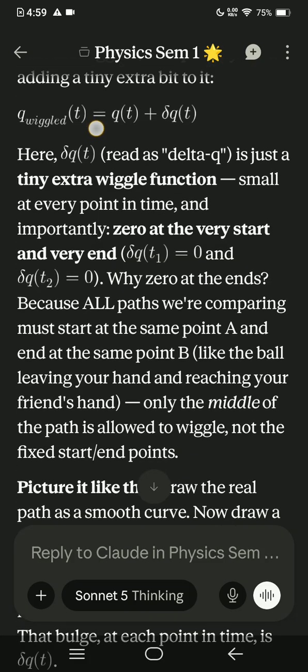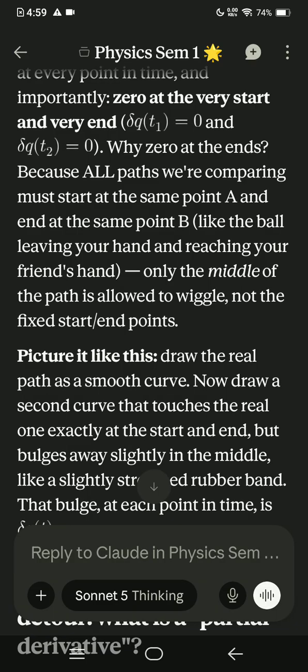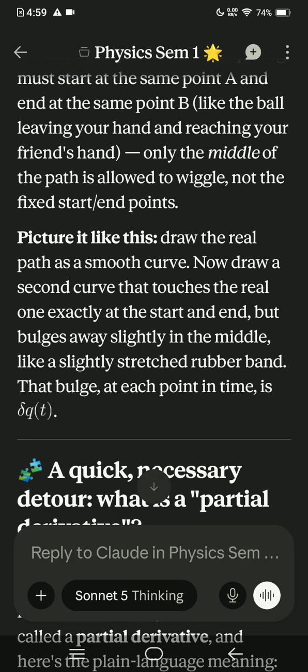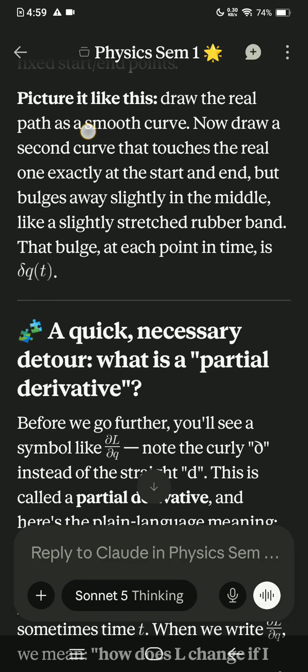Why zero at the ends? Because all paths we are comparing must start at the same point A and end at the same point B, like the ball leaving your hand and reaching your friend's hand. Only the middle of the path is allowed to wiggle, not the fixed start or end points. Picture it like this: draw the real path as a smooth curve. Now draw a second curve that touches the real one exactly at the start and end, but bulges away slightly in the middle, like a slightly stretched rubber band. That bulge at each point in time is delta q(t).